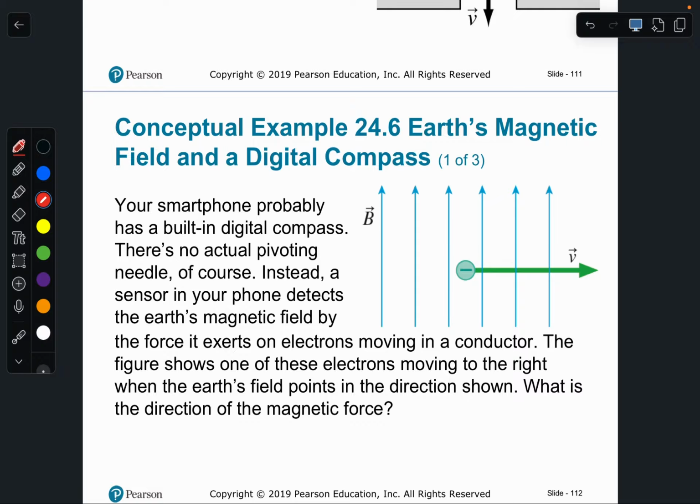Okay, so let's use our left hand. V is our thumb, B is our pointer, and then my middle finger is pointing into the page. Right, into the page.